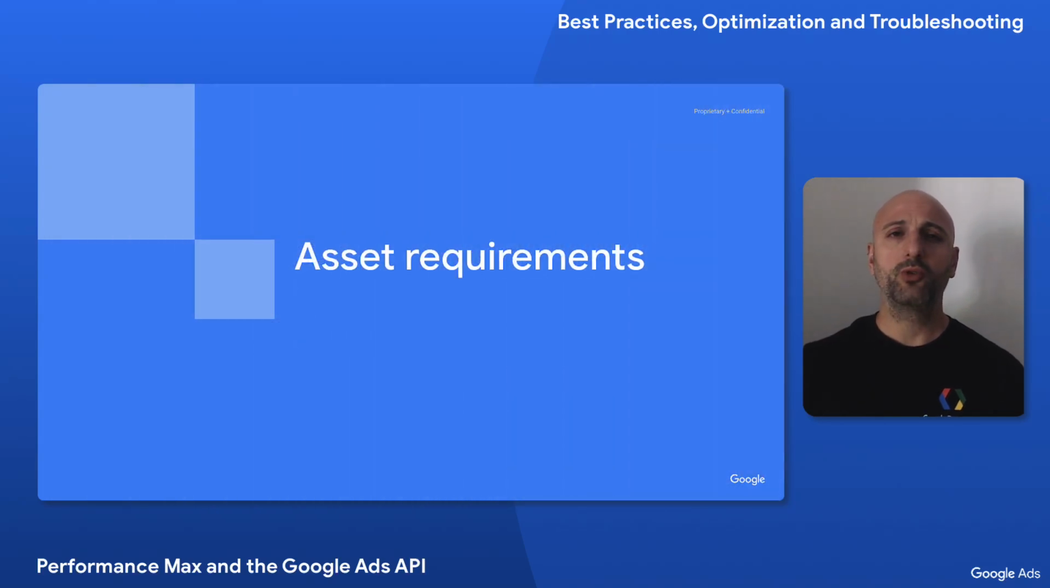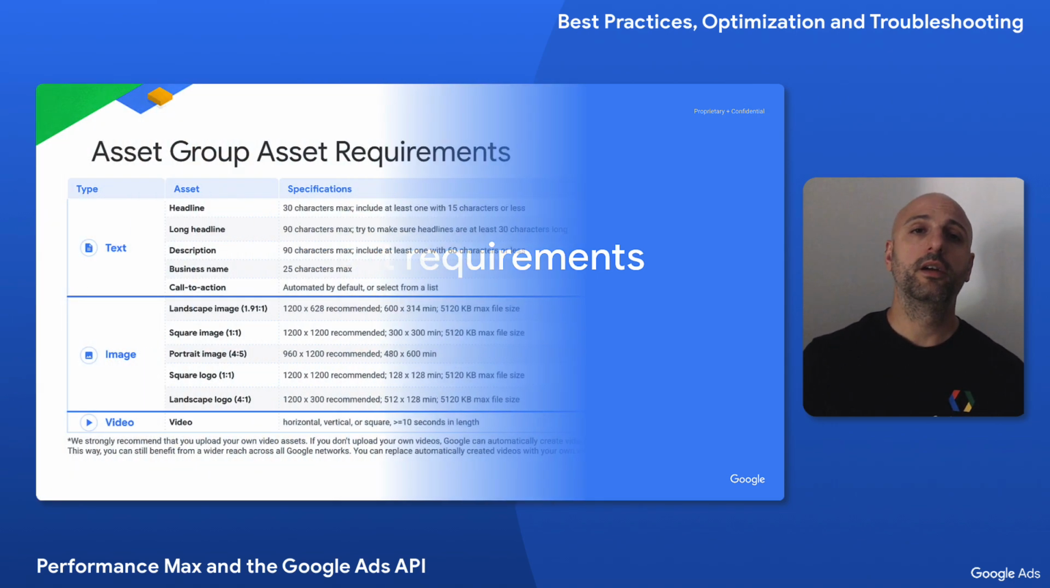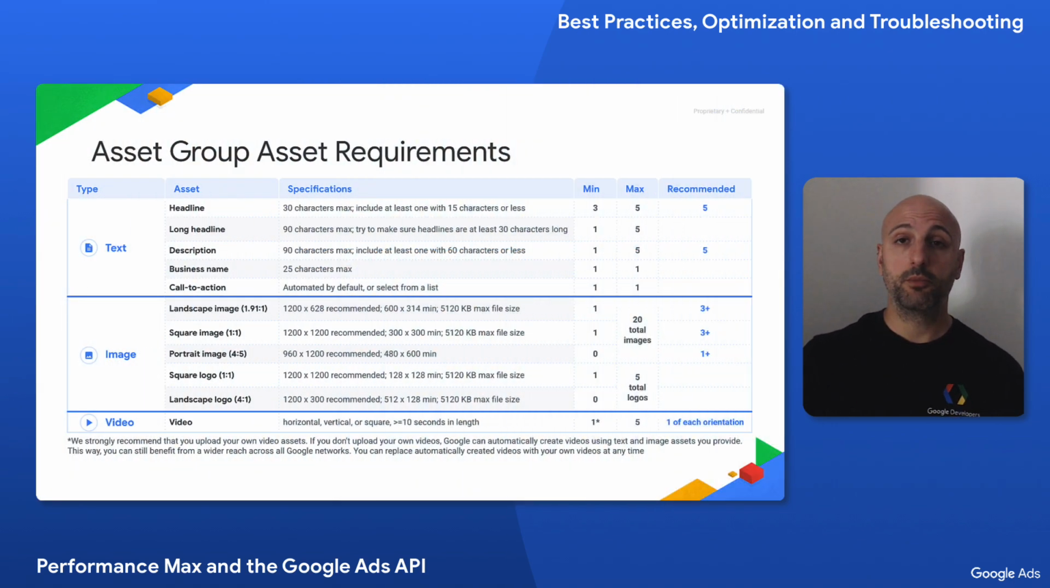Let's talk about how to make sure that our requests satisfy the Google Ads requirements in terms of assets. Here, you can see a detail about the minimum and maximum number of assets in an asset group for each asset type. For instance, an asset group for a Performance Max campaign needs to have at least 3 headline text assets, one of which must have at most 15 characters.